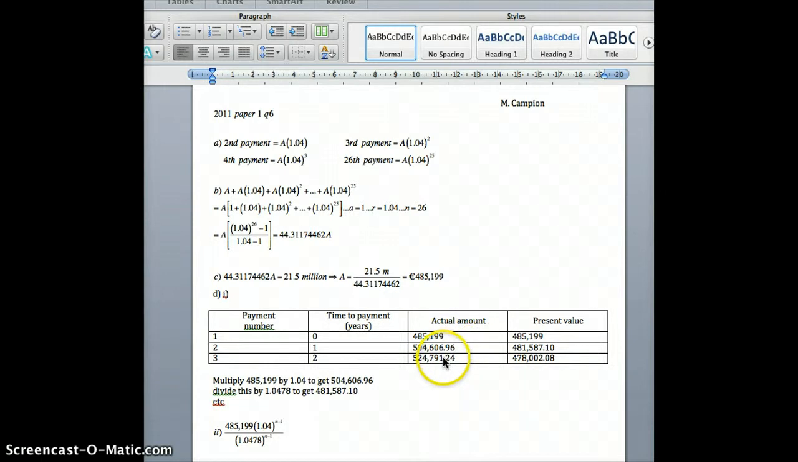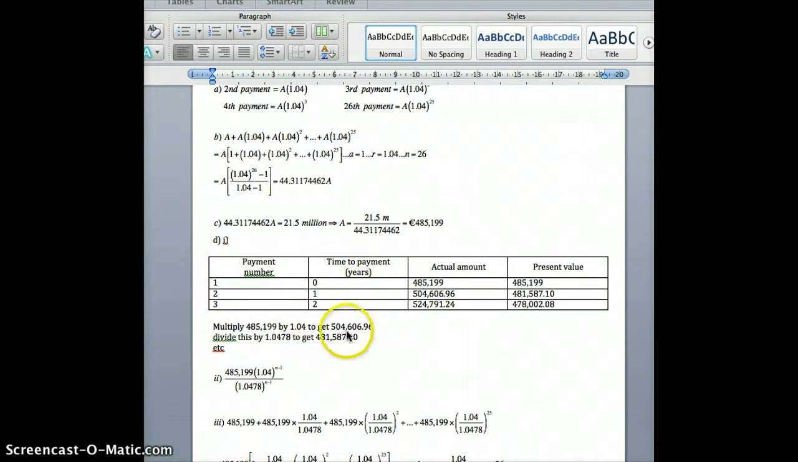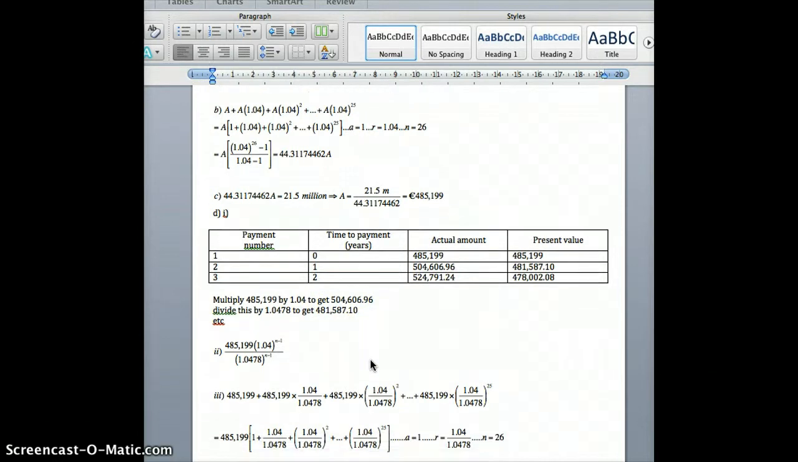And then to get the actual amount paid at the start of the third year, it's 504,606.96 multiplied by 1.04 again. And then obviously to get the present value of that, you divide it by 1.0478 to the power of 2. Just a little explanation as to where the second row figure comes from there. Part 2 then is straightforward enough. As you can see, the payment number, say for here, was 3, and then here you're doing the original 485,199 by 1.04 to the 2.